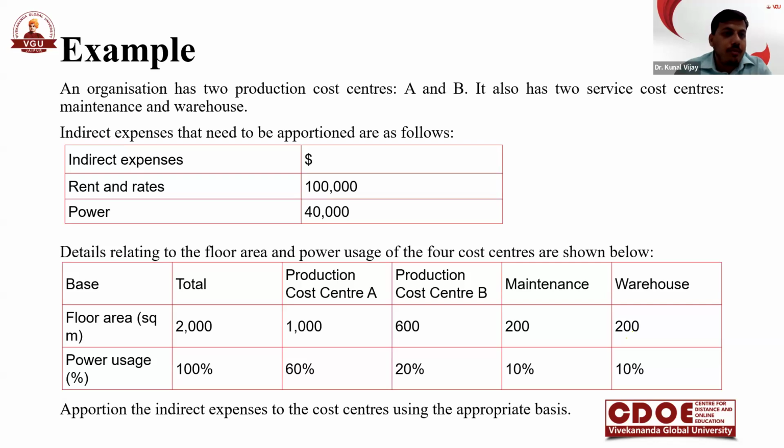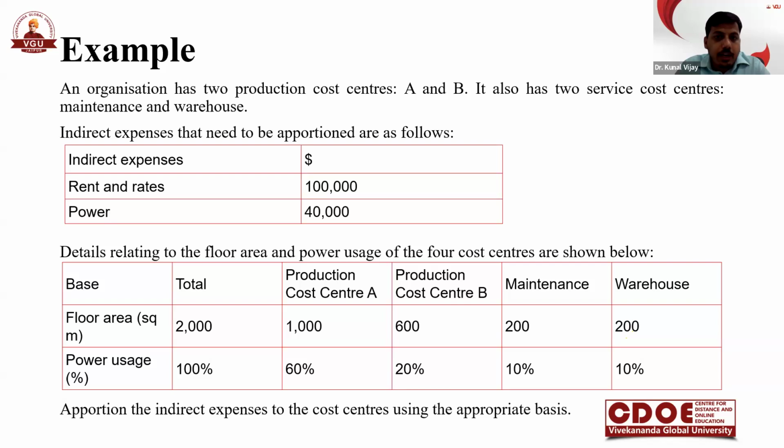So now we have an example. An organization has two production cost centers, A and B. It also has two service cost centers, maintenance and warehouse. So two production cost centers and two service centers.